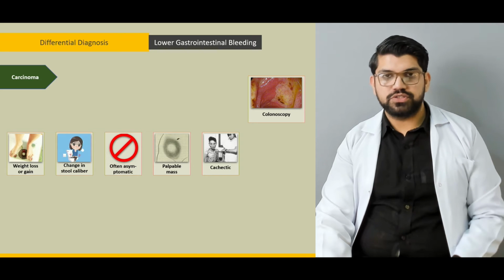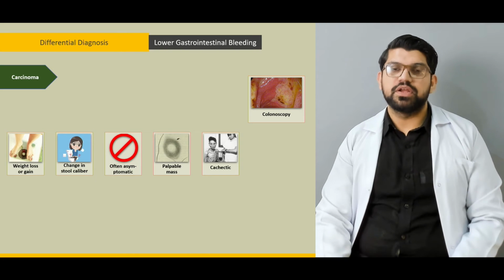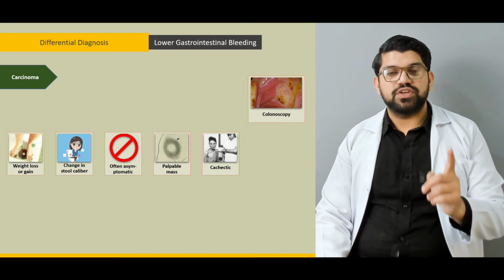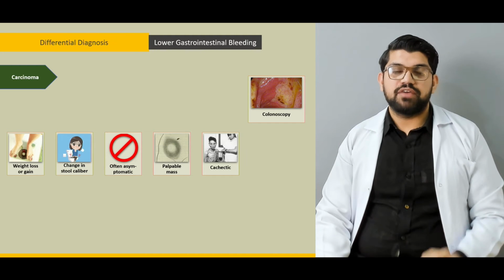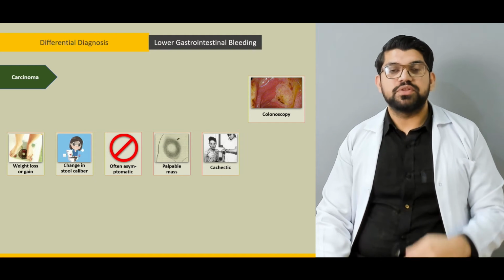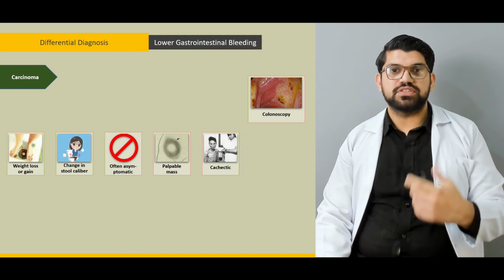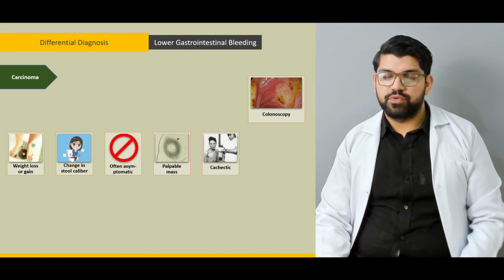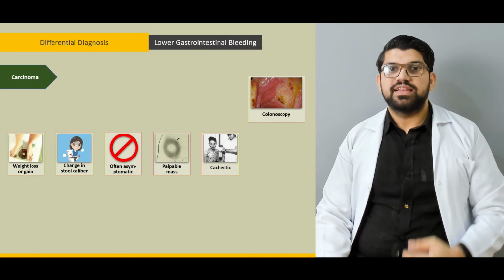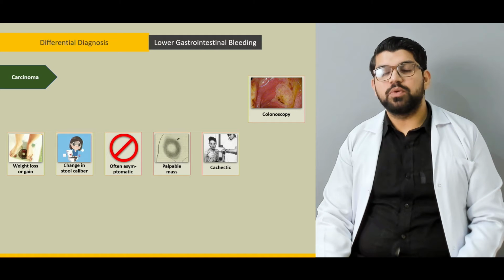But the problem with colonoscopy, especially when the patients have acute lower GI bleed, is you have to prepare the bowel. You have to clear the bowel. So the endoscopist uses a solution which is used to clear the bowel and prepare it for colonoscopy. There were a few limitations with colonoscopy and endoscopy.